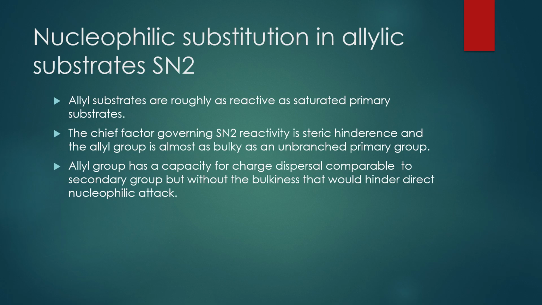The allyl group has a capacity for charge dispersal comparable to that of a secondary group, but without bulkiness, because the allylic substrate is primary too, so it will not produce any steric hindrance. So it can even take up the SN2 reaction. If the nucleophile is strong, the SN2 reaction will also happen in an allylic substrate. So it is the strength of the nucleophile that switches between SN2 and SN1 reaction in the case of an allylic substrate, because allylic substrates can take up either the SN2 or the SN1 mechanism.